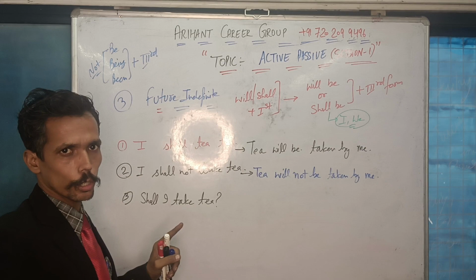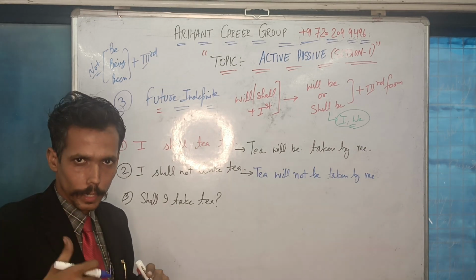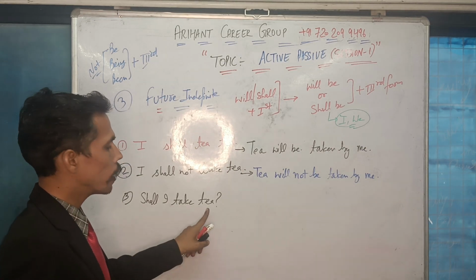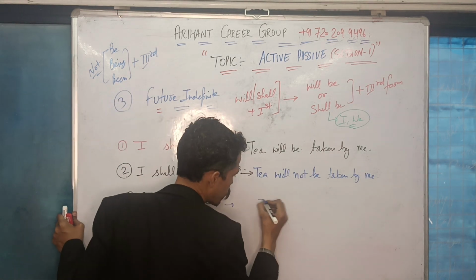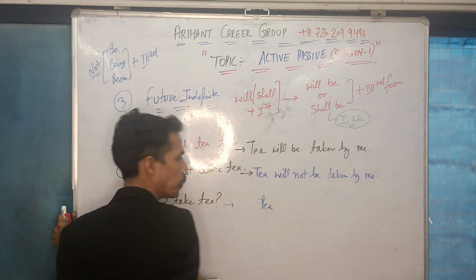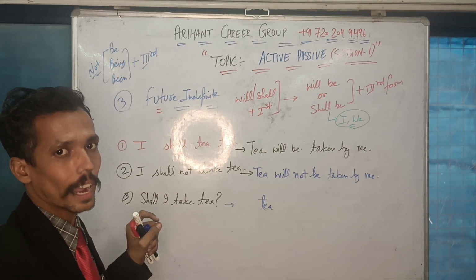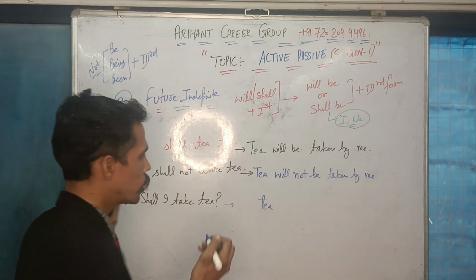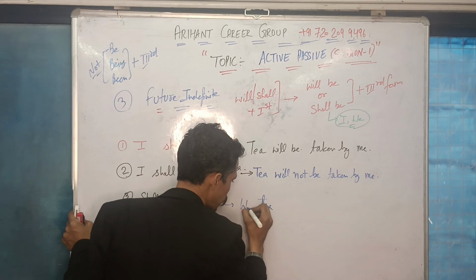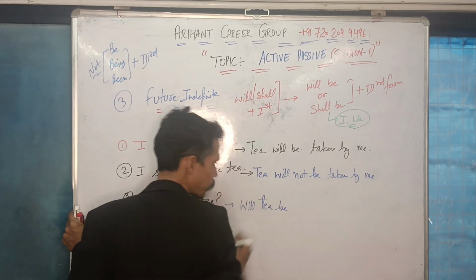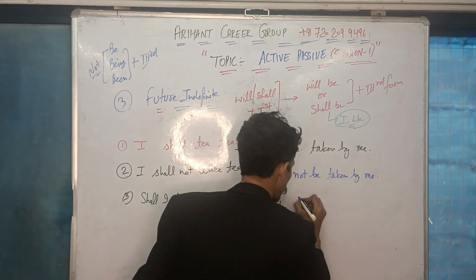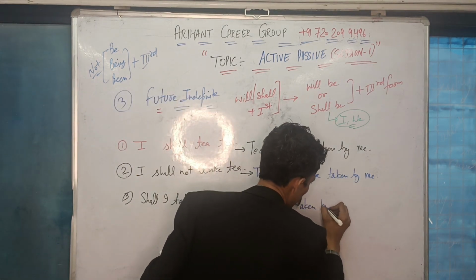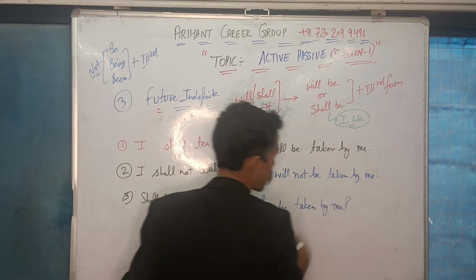Shall I take tea? In case shall comes at the beginning of the sentence, it comes before the subject. So here your subject will become tea. Can I write tea in the beginning? No. According to tea, I'm supposed to use will. So the answer will look like this: Will tea be, third form, taken by me?